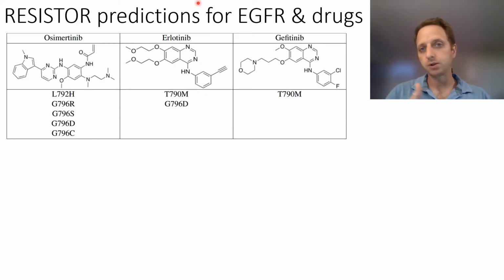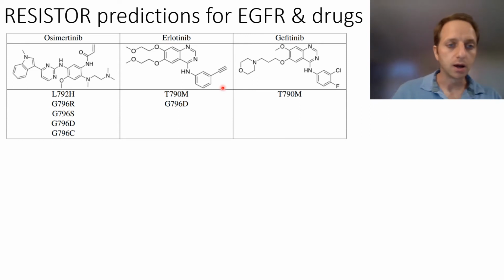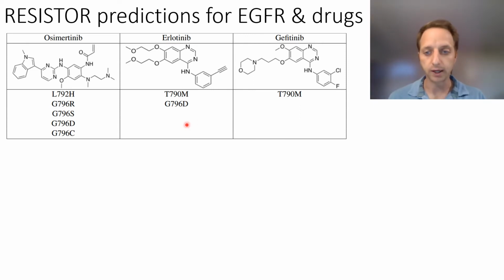So let me give you an example of one that we actually did. We looked at 3 drugs that have been developed for treating lung adenocarcinoma that target EGFR. And what we found after running Resistor on these 3 drugs is that Resistor correctly predicted 8 resistance mutants for these 3 drugs. And excitingly, 7 of those 8 resistance mutations were on the Pareto frontier. One of them, L792H, was actually ranked on the second Pareto rank.